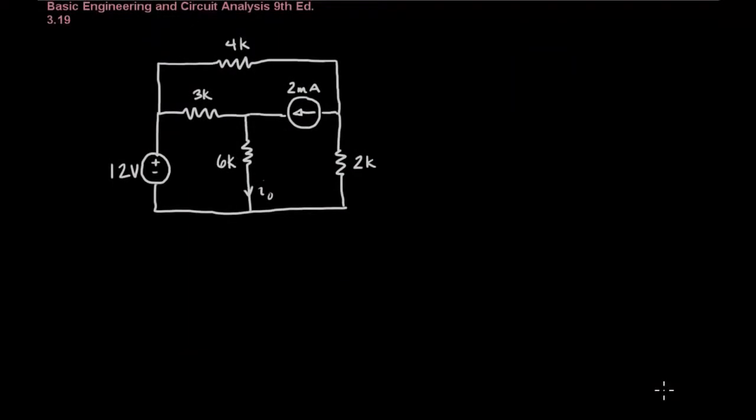Let's take a look at how to solve problem 319 from the homework. And we're going to solve this a little bit differently. We're being asked to find I0 in this circuit. But instead, what we'll do is we'll actually solve the entire circuit, meaning that we'll determine all of the node voltages and all of the branch currents. We're going to do this using nodal analysis.